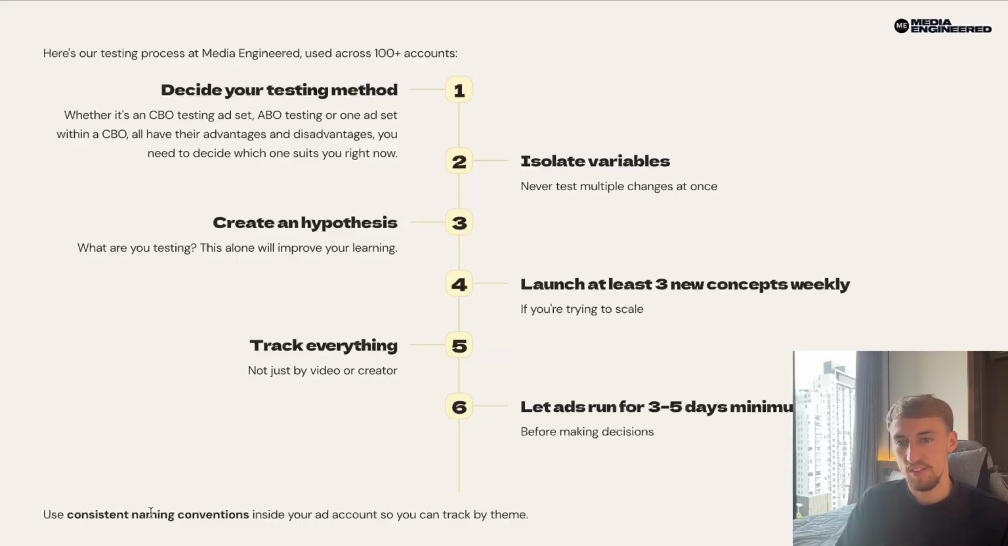Now use consistent naming conventions inside your ad account so you can track by theme. We've started using a naming convention where we have the angle inside, the hook, the creator name, everything pretty much from our creative tracker. So we can pretty much see from a high level view what's working, and we can actually use this naming convention to create up views inside motion analytics, which is really useful for seeing what's working, creating angle leaderboards, and basically judging our ads from a high level view.